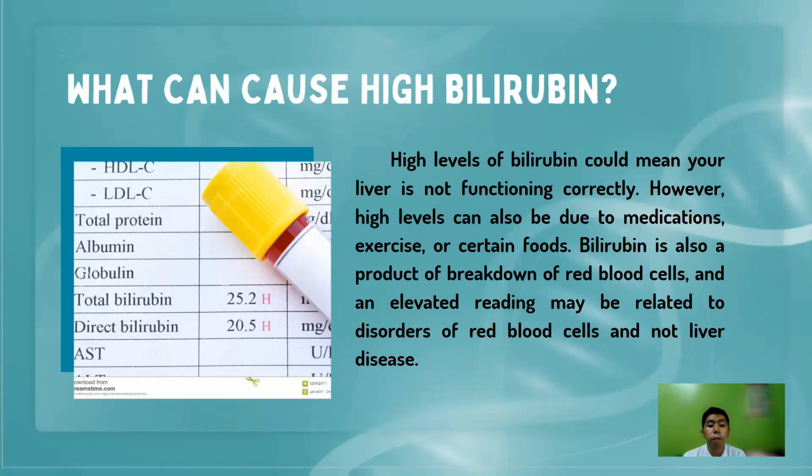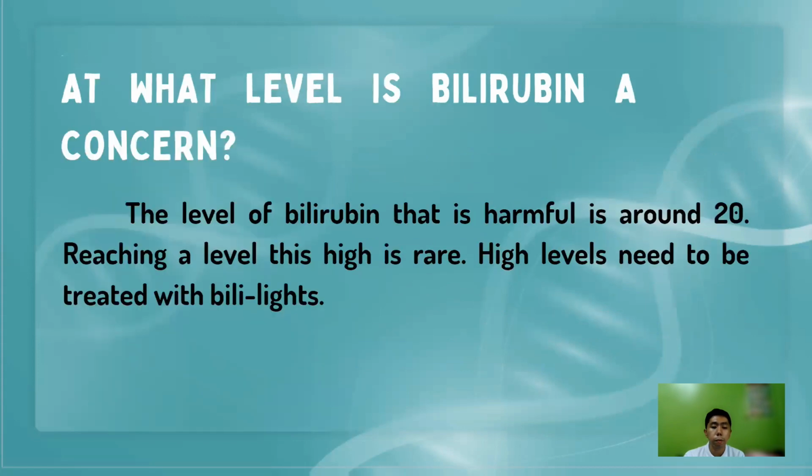What are the symptoms of high bilirubin? With moderately high bilirubin, you may only have jaundice, which is a yellowish color in your eyes and skin. Jaundice is the main sign of high bilirubin levels. Other symptoms include abdominal pain or swelling, chills, fever, chest pain, weakness, lightheadedness, fatigue, and nausea.